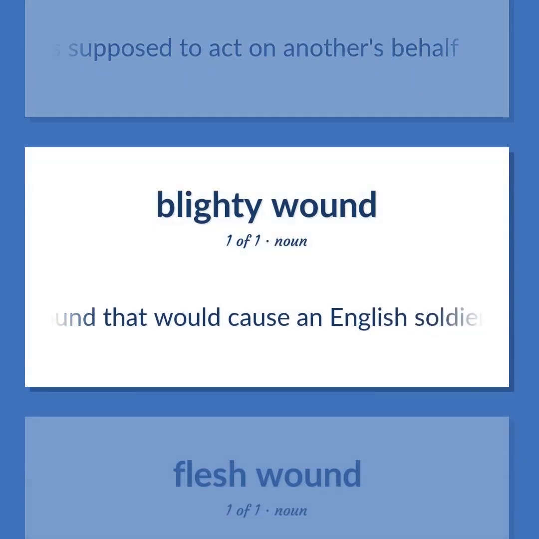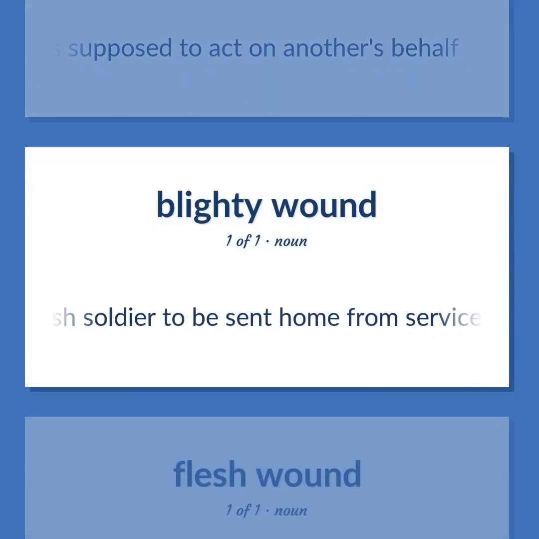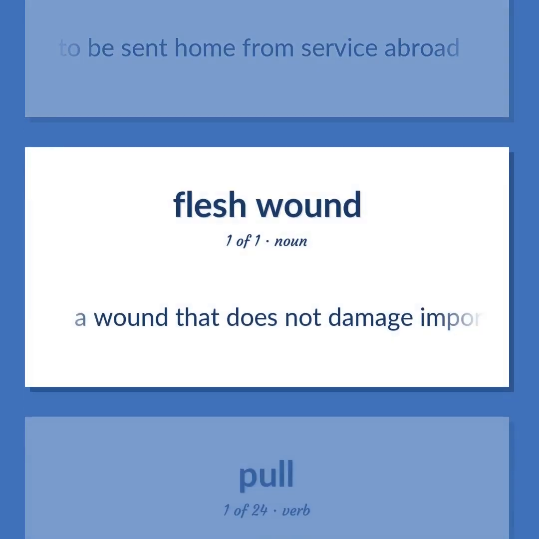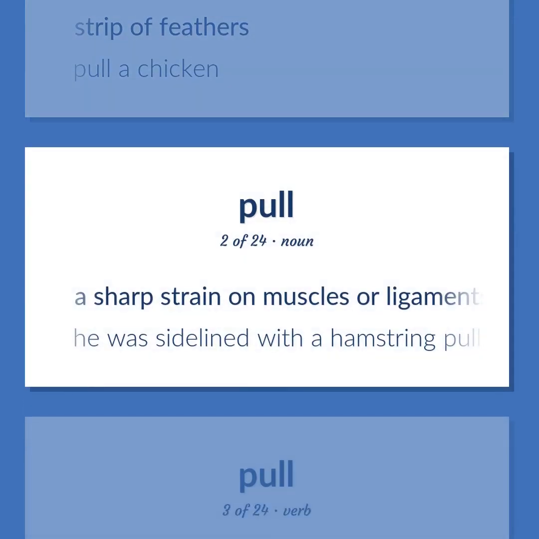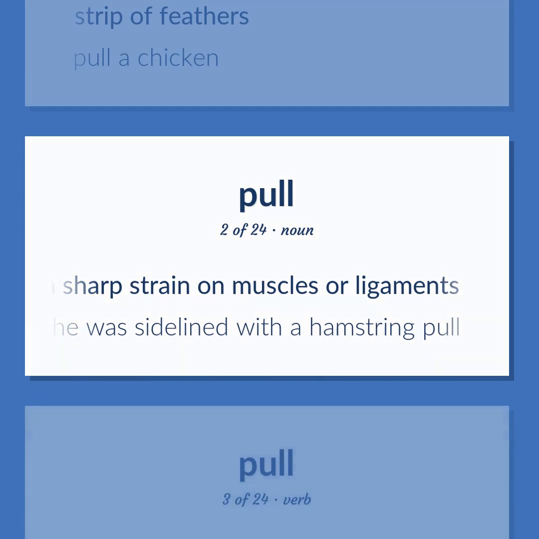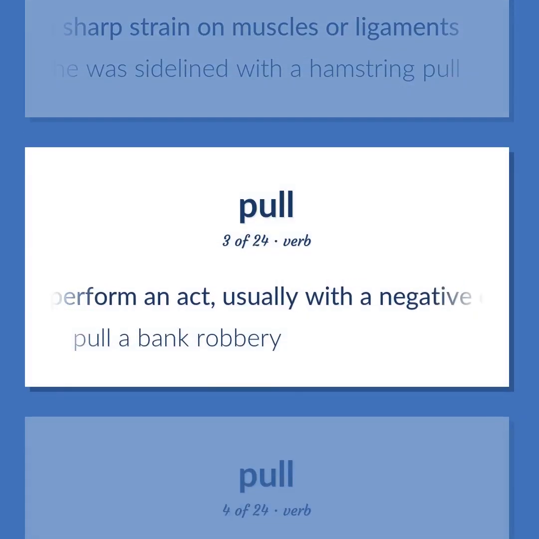A wound that would cause an English soldier to be sent home from service abroad. A wound that does not damage important internal organs or shatter any bones. Strip of feathers. Pull a chicken. A sharp strain on muscles or ligaments. He was sidelined with a hamstring pull. Perform an act, usually with a negative connotation. Pull a bank robbery.